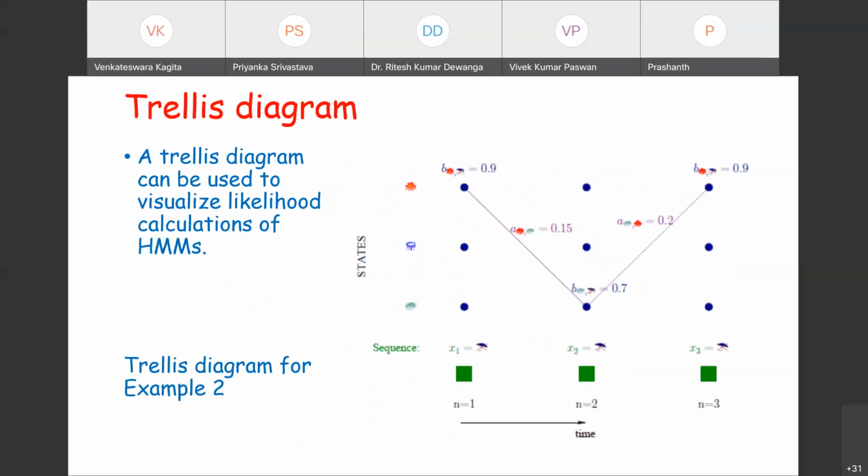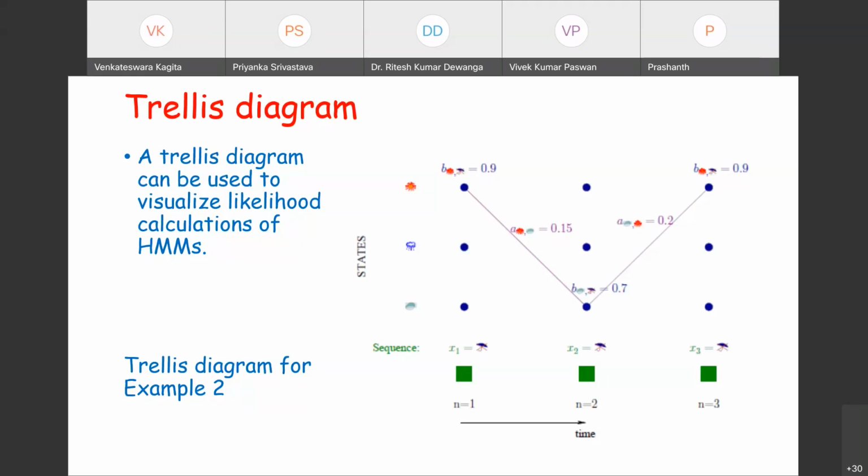So a Trellis diagram can be used to visualize the likelihood calculations of a hidden Markov model. Okay, so this is an example Trellis diagram. Are you following me? Any issue? Okay, yeah, cool. Thanks. Right. So if you see this, likelihood calculations can be visualized using this Trellis diagram.